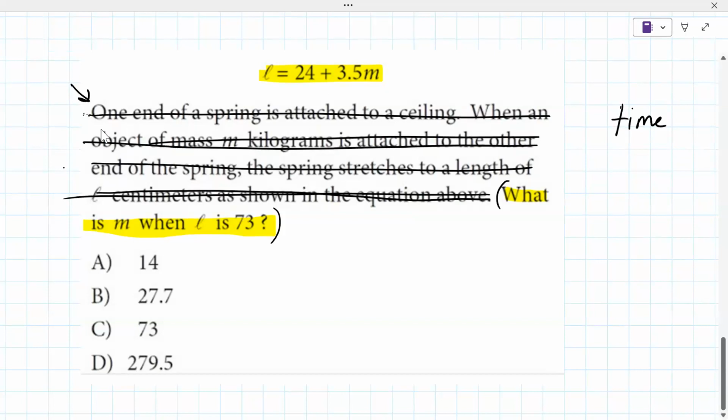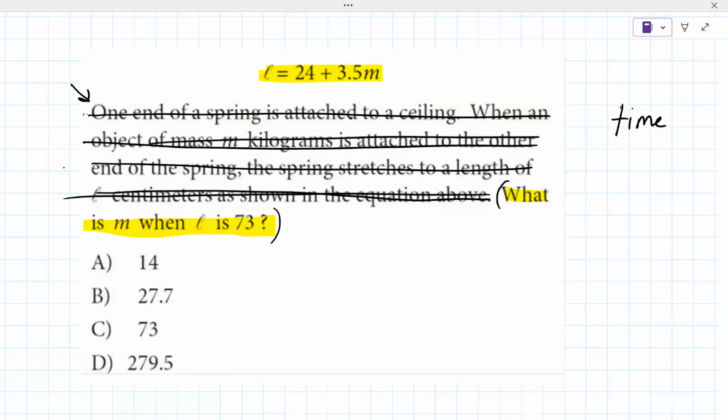So to read this takes time. It's useless, so it doesn't help you. It distracts you, so it doesn't help you. Time is working against you over and over and over in this test. So all of the strategies that we use are meant to help you solve the problems, but they also reduce your time per question. This problem could be reduced to what is m when L is 73? Here's the equation for L and m.